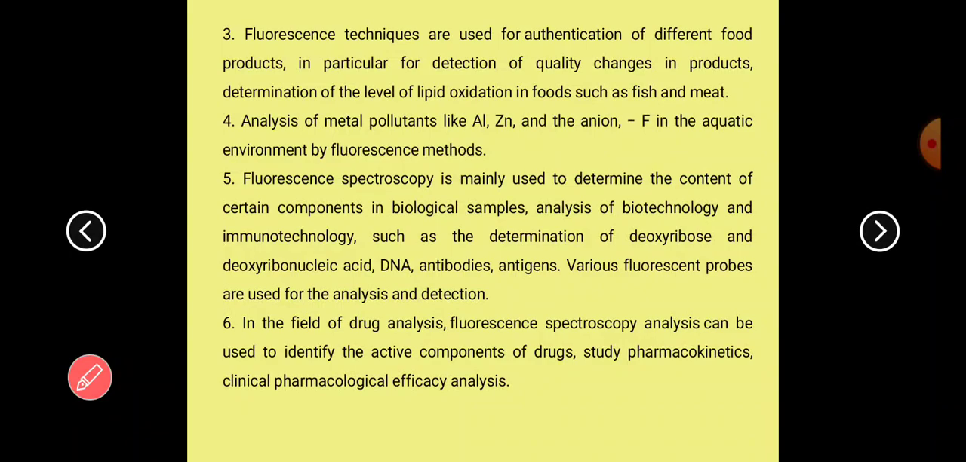Fluorescence spectroscopy is also used in the determination of the content of certain components in biological samples, and in biotechnology and immunotechnology analysis, such as determination of DNA, antibodies and antigens. For this, various fluorescent probes are used for analysis and detection. Fluorimetry is also used in the field of drug analysis. Fluorescence spectroscopy analysis can be used to identify the active components of drugs and also to study pharmacokinetics and clinical pharmacological efficacy analysis.